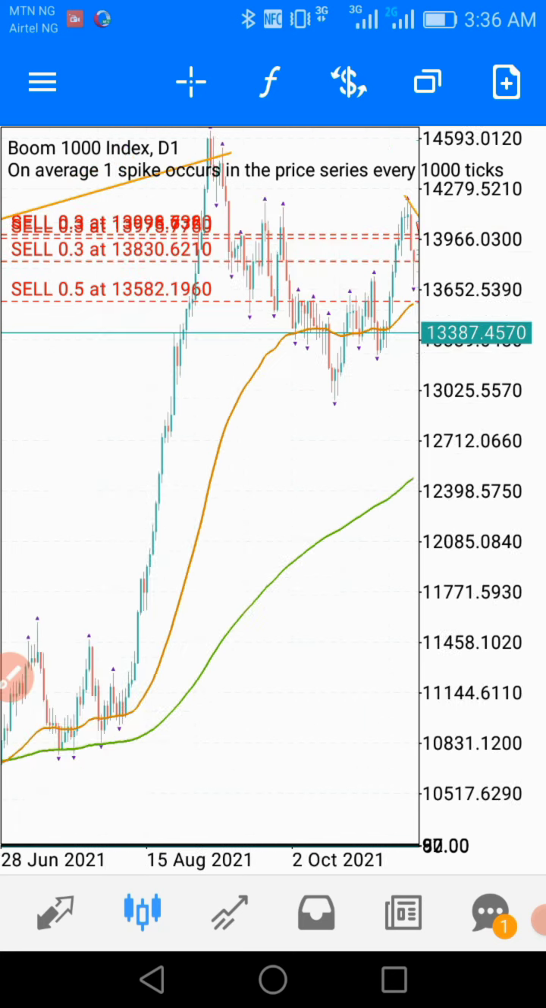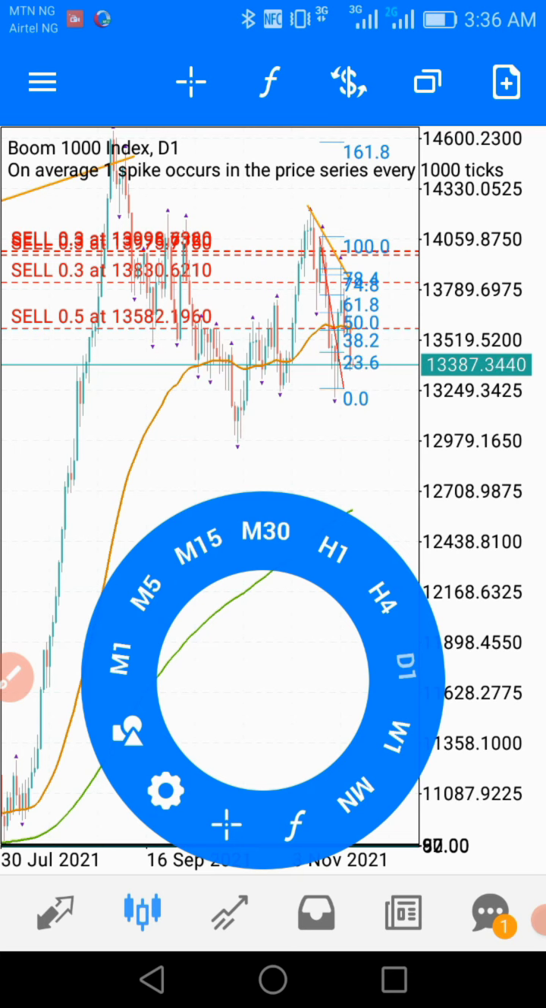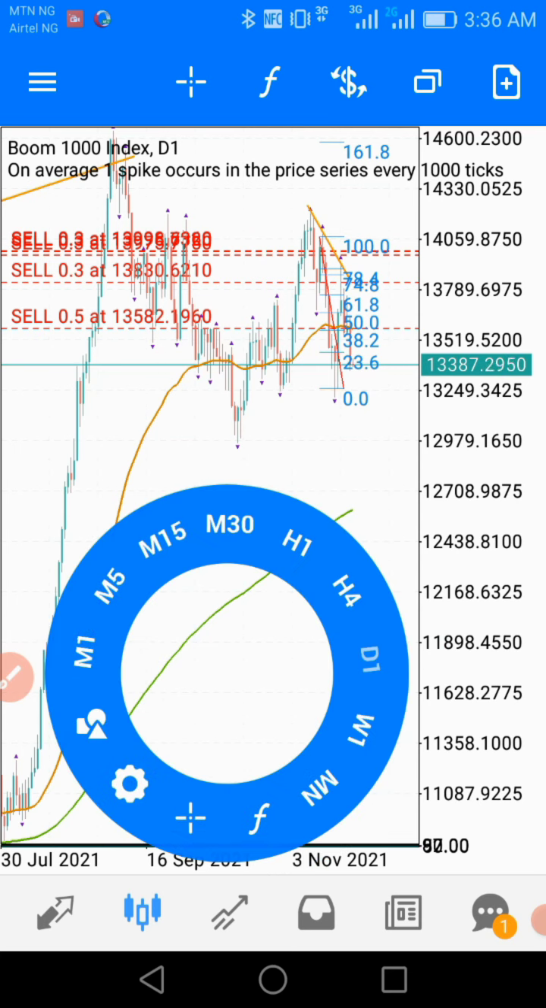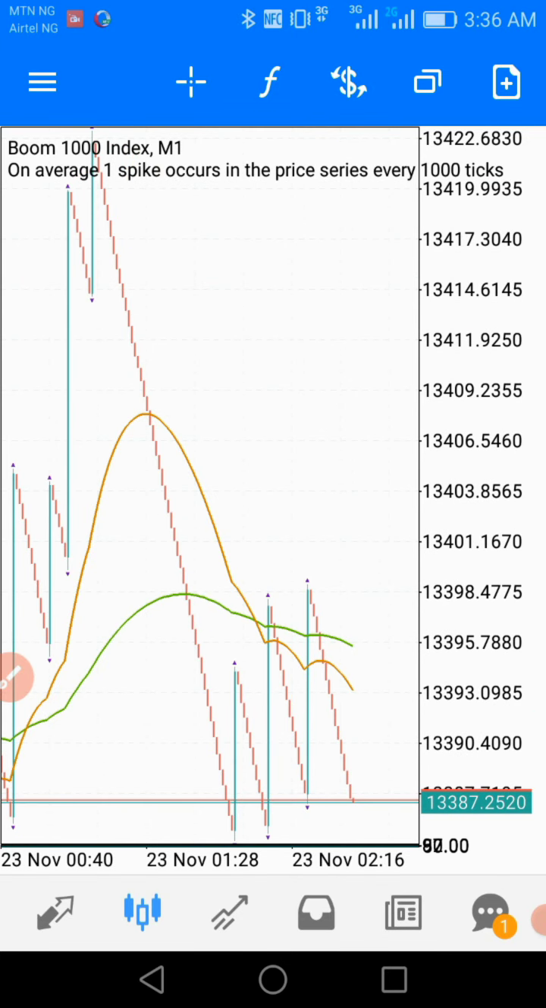that should be months ago now. I've made several videos months ago where I predicted how this Boom 1000 is going to move, and it's actually going that way. And if you're on this trade, that's what we mean by trend riding. Of course, my students will understand what I mean.